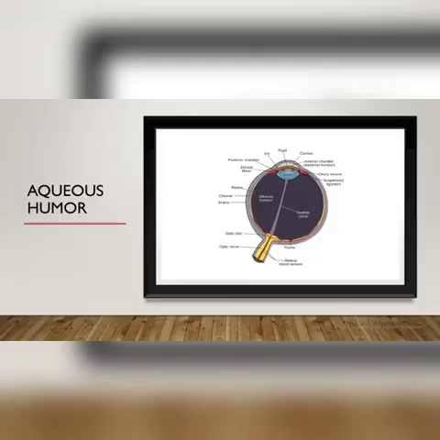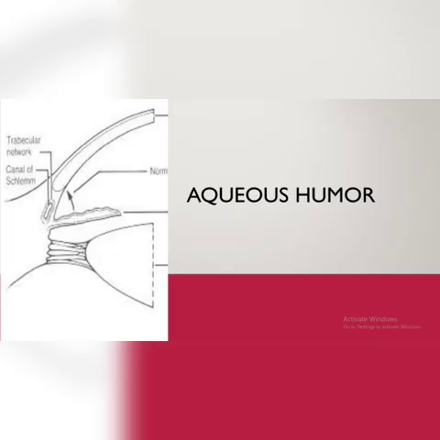Before we talk about glaucoma, let's talk a little bit about the aqueous humor. Aqueous humor is a fluid that's present in the anterior and the posterior chamber of the eye. Most students confuse the aqueous humor with the vitreous humor, but note that the vitreous humor is present in the posterior part of the eye.